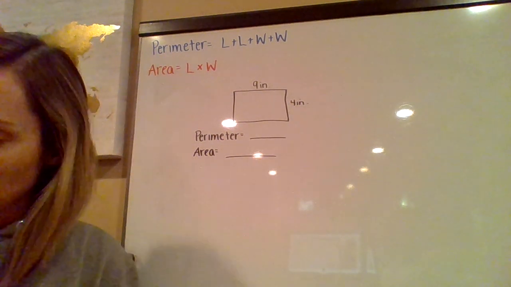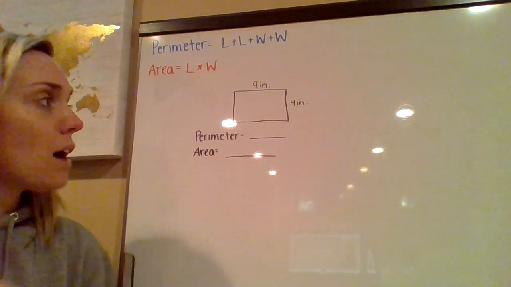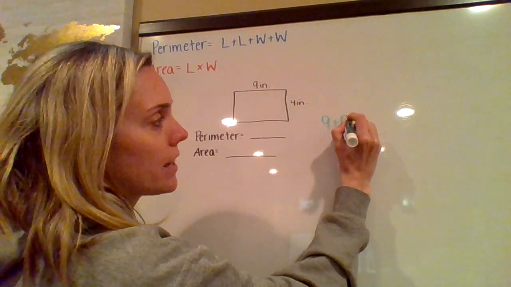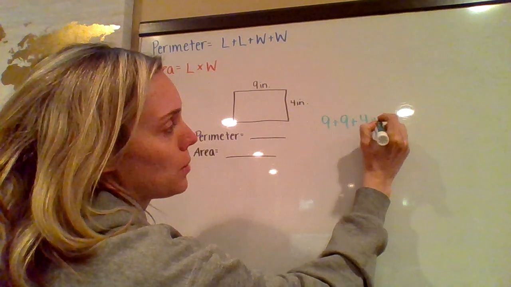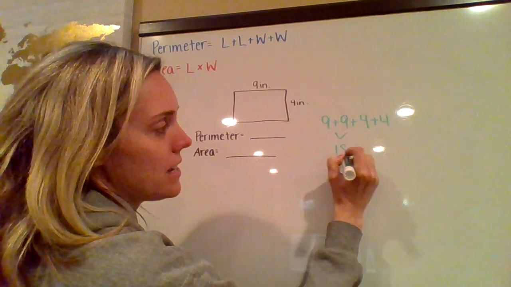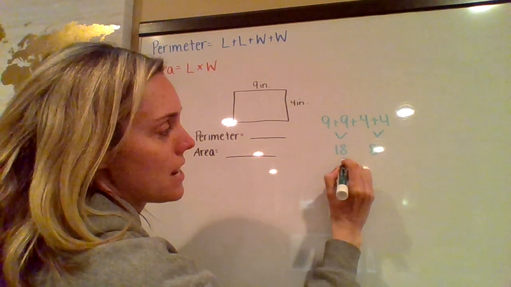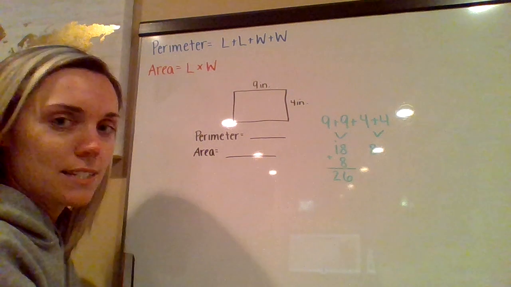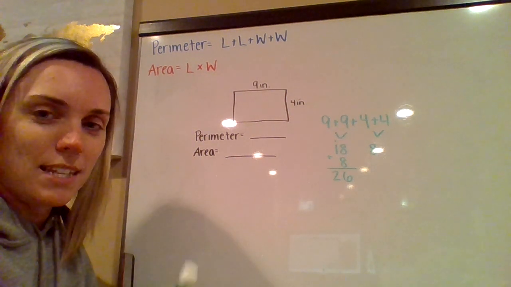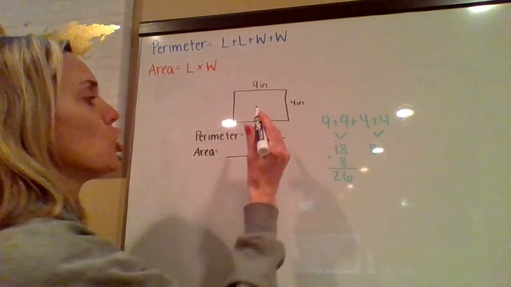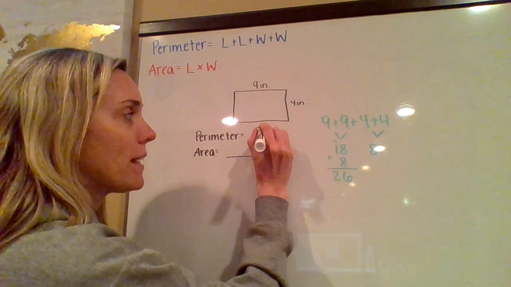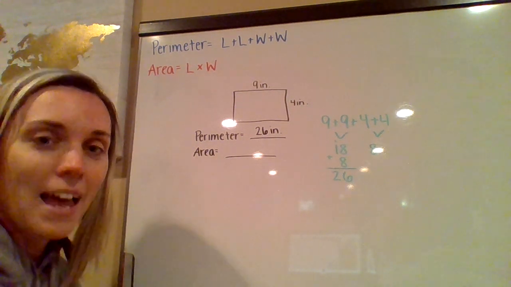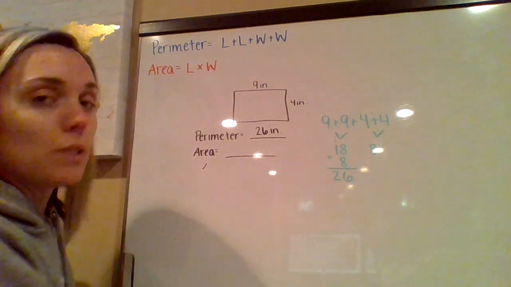So if we were finding the perimeter of this problem, we would do 9 plus 9 plus 4 plus 4. And 9 plus 9 is 18, and 4 plus 4 is 8. And 18 plus 8, 8 plus 8 is 16, carry my 1, is 26. Now my answer, I don't know if you can see that, cannot just be 26. I need to put my label. 26 what? 26 inches.